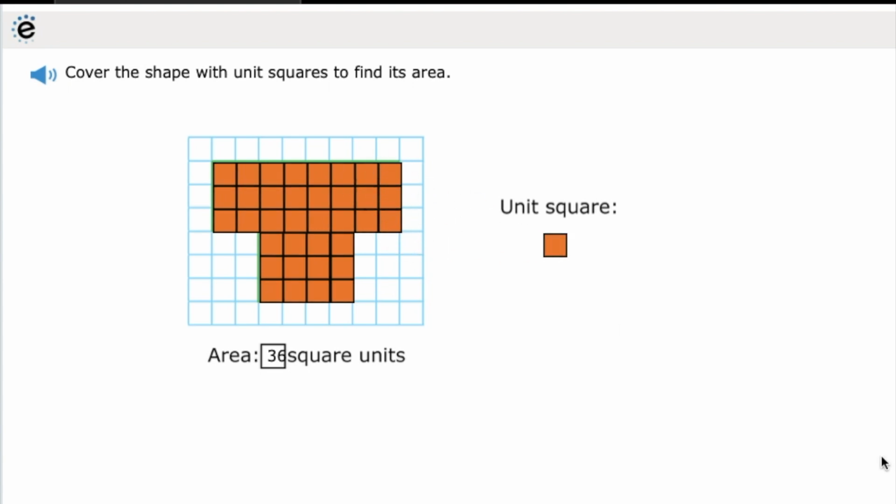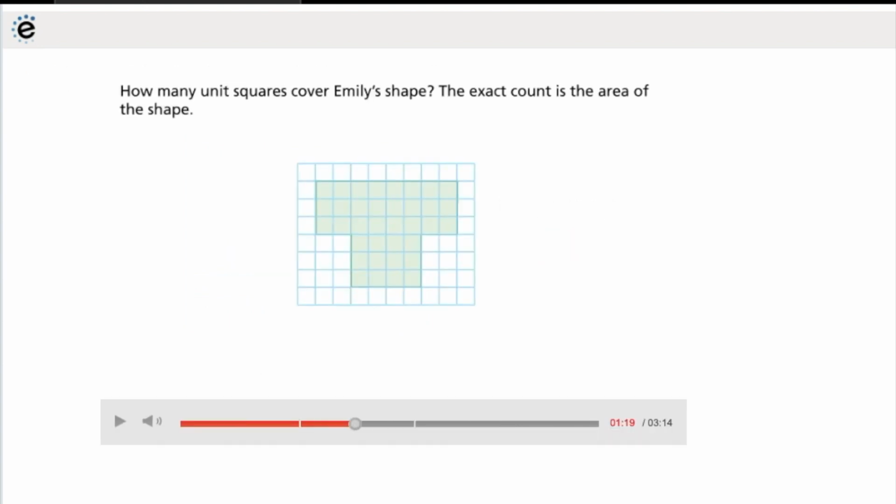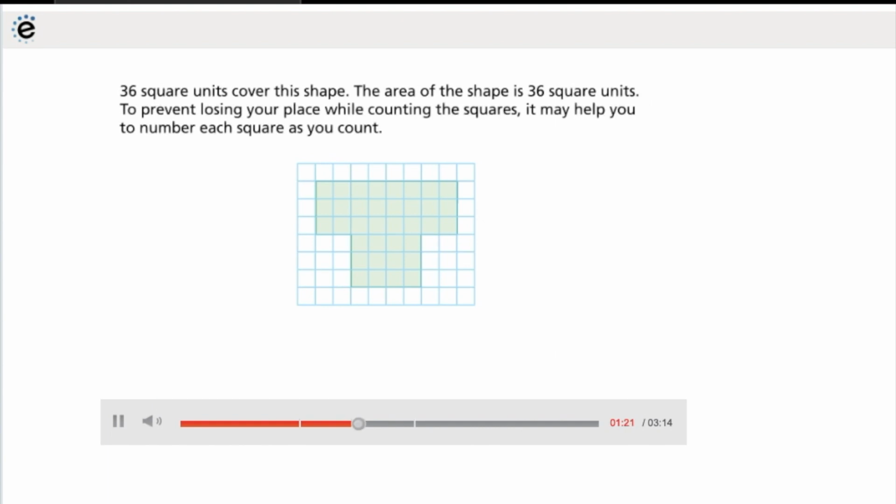And, yay! So that shape is 36 square units because it took 36 little boxes to make that shape. 36 square units cover this shape. The area of the shape is 36 square units. To prevent losing your place while counting the squares, it may help you to number each square as you count.